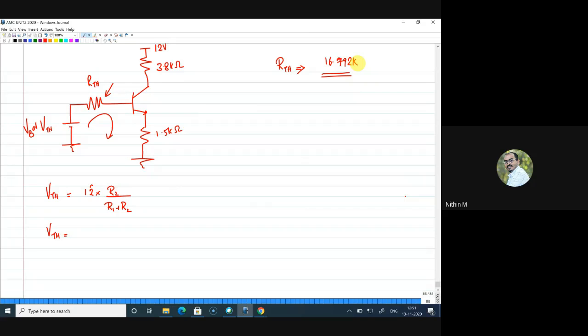So now I have one equation for VTH. If I get the value of VTH, then it is a little easier for me. So how can I write VTH? VTH can be written as IB into RTH plus VBE plus IE into RE. I hope this is clear. This is what somebody else was trying to say, where you can write a KVL. This drop plus this drop plus this drop is equal to VB or VTH. Since I know the value of RTH, I can find VTH now.